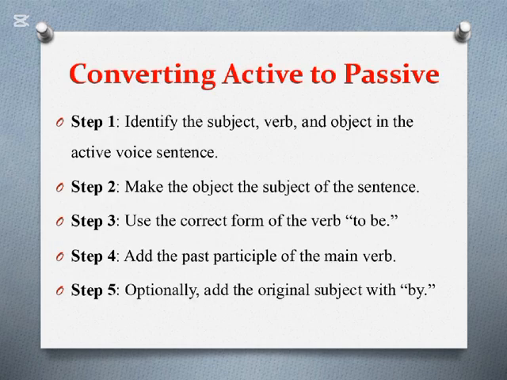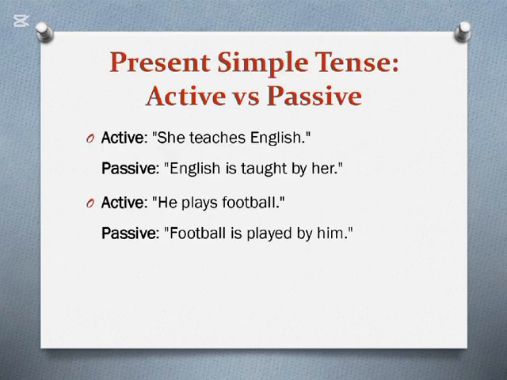Converting active to passive. Step 1: Identify the subject, verb, and object in the active voice sentence. Step 2: Make the object the subject of the sentence. Step 3: Use the correct form of the verb to be. Step 4: Add the past participle of the main verb. Step 5: Optionally add the original subject with by.